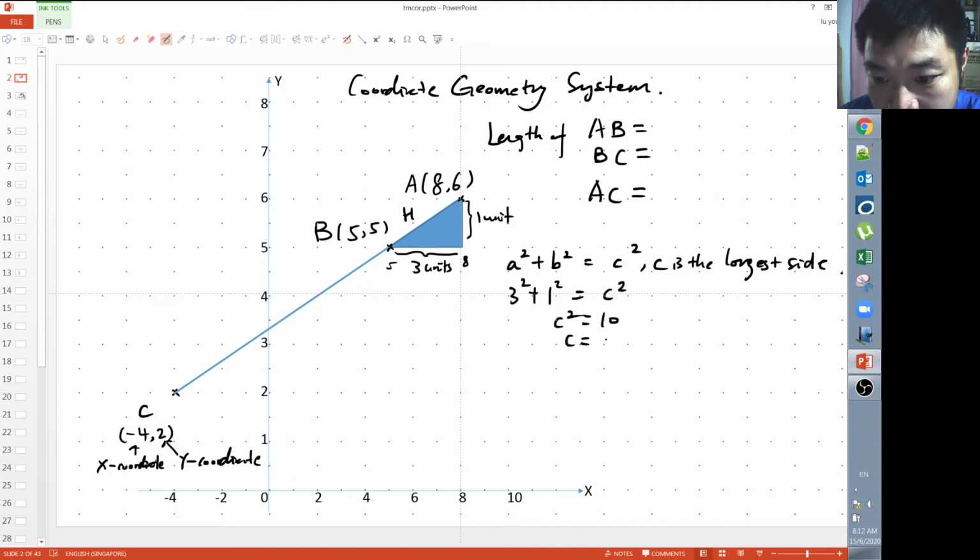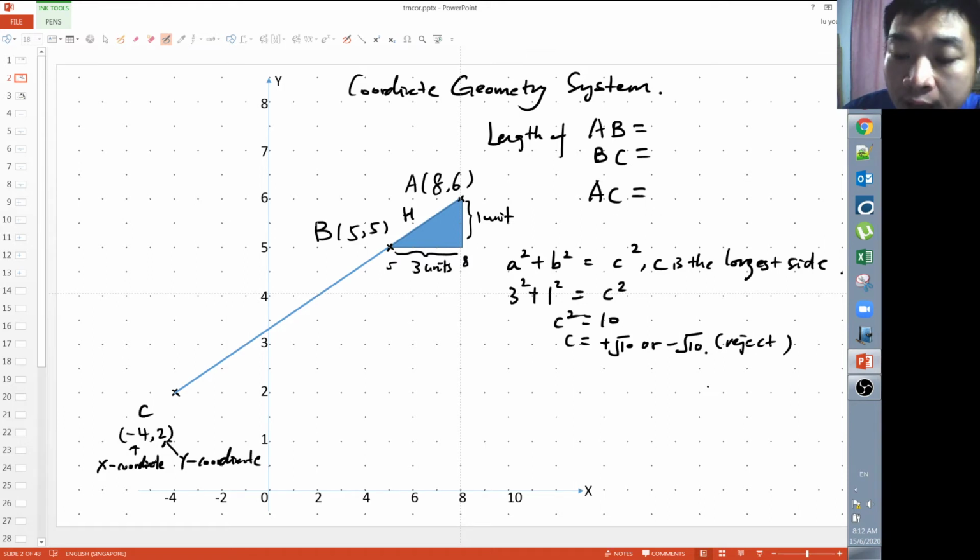Therefore your c is plus square root 10 or minus square root 10. Alright, you have to reject your minus square root 10, because we are talking about a length. Okay, length cannot be a negative value. Right, so reject your minus square root 10. Okay, and remember to write down this step. If not, you'll be penalized. Alright, therefore I get my length of AB, which is square root 10 units.